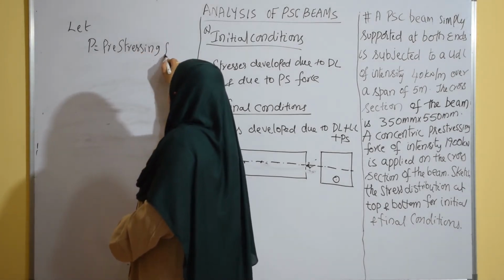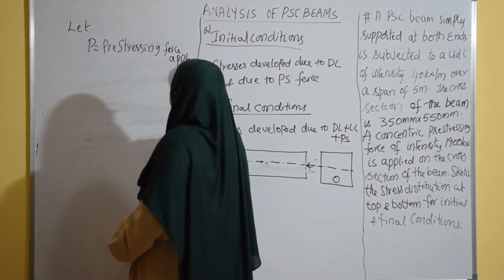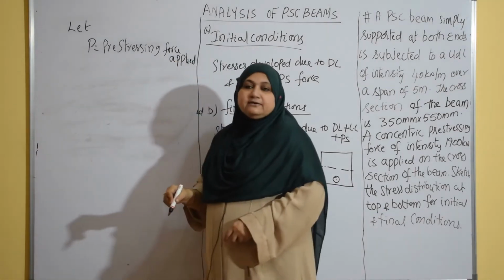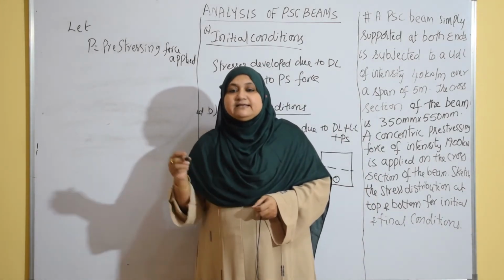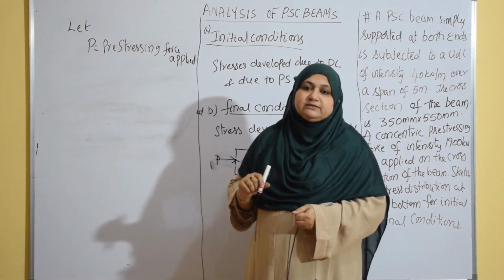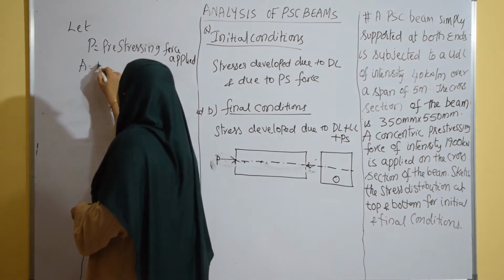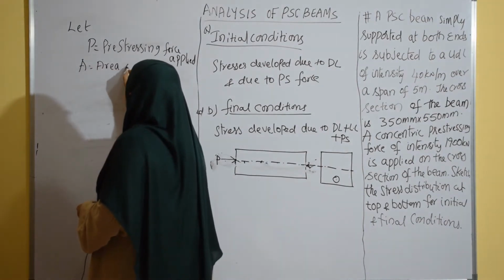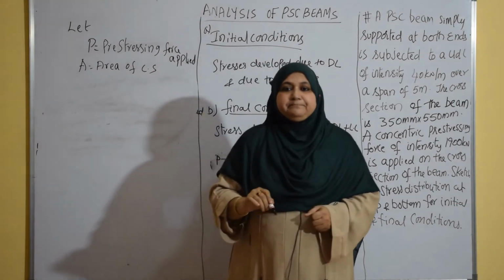Pre-stressing force applied. It will be in kilonewtons. So we apply some force to pre-stress the tendon. So let P be the pre-stressing force in kilonewtons. Then A is the area of cross section of the given section, the area of cross section of the beam.